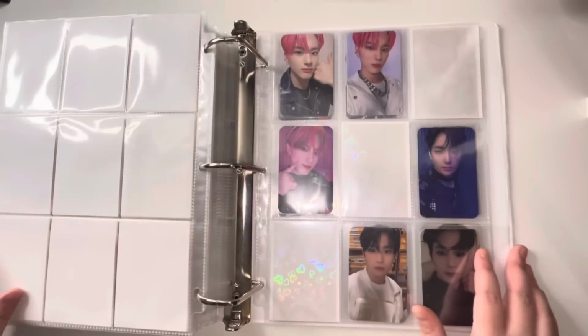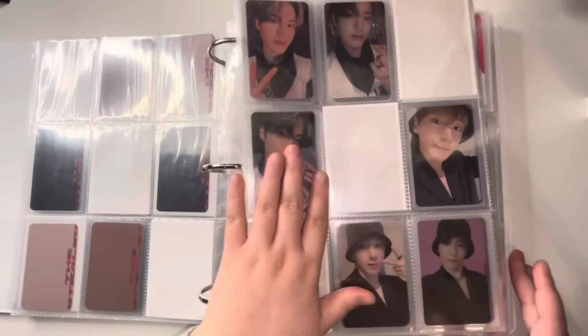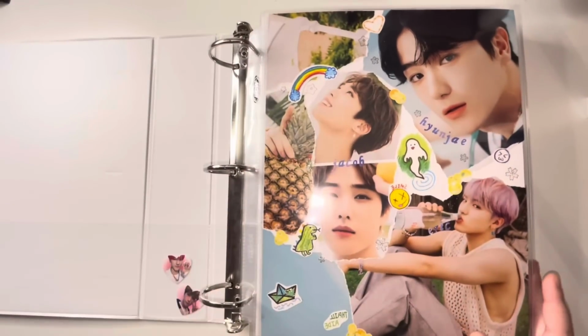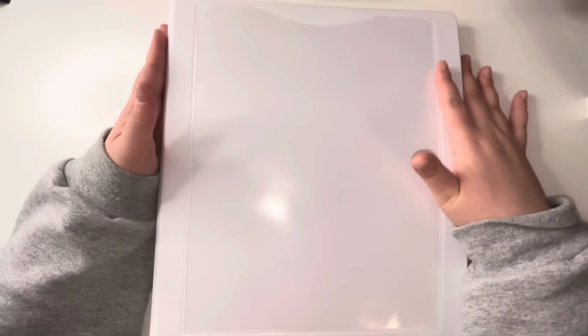So that was all of the boys collection and my little story about the boys. So we'll look at Eric's pre-order benefit binder next. Okay, this is Eric's pre-order benefit binder.